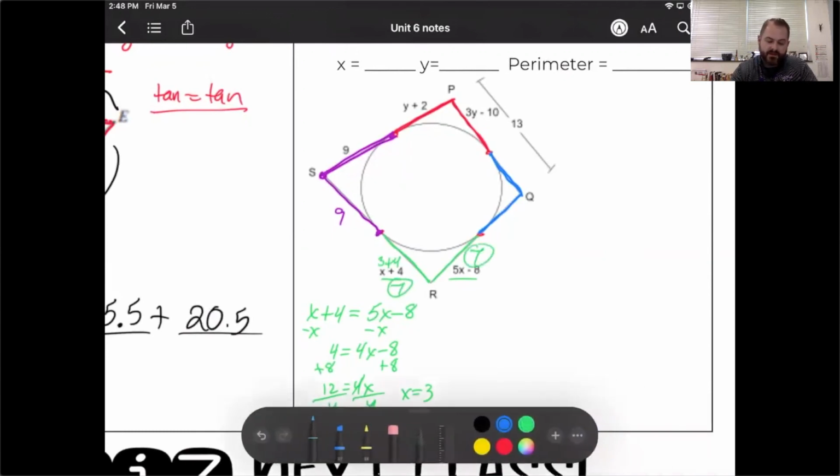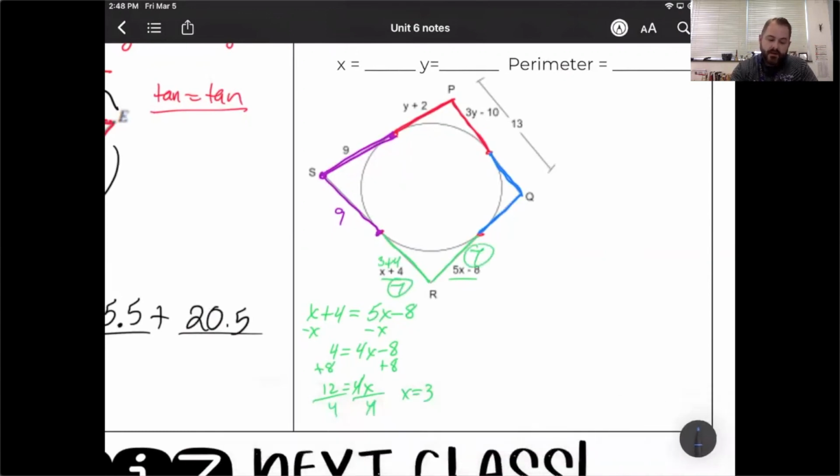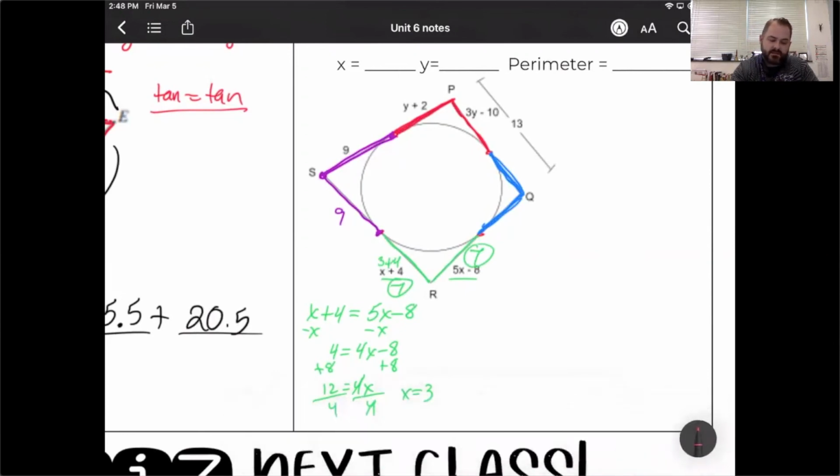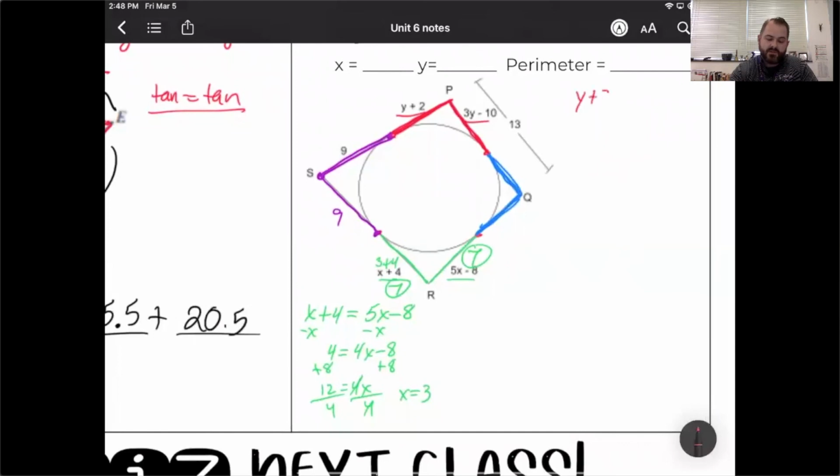Okay, so we're getting some progress. Now, these segments are the same. Now, it looks like I don't know anything about those. It just means I don't know anything yet. So let's jump ahead to these segments. Those are the same. Again, that's going to help me find y. So I've got another set of equations. Y plus 2 equals 3y minus 10.